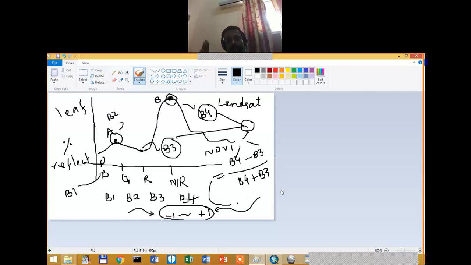The other thing, in an area covered with water, we will not see any NDVI. That means we have an NDVI which will be towards -1, right? Because normally over water, we do not see any vegetation.